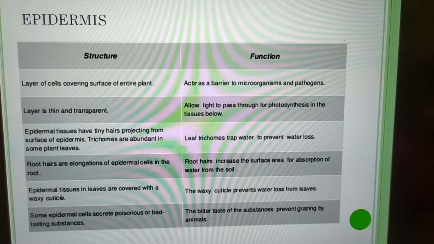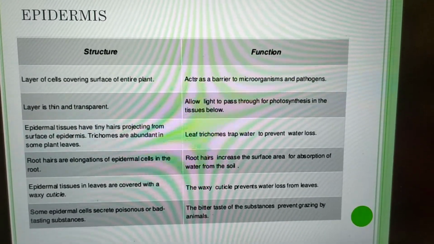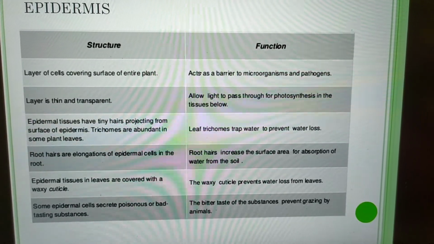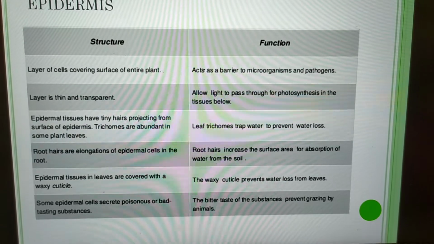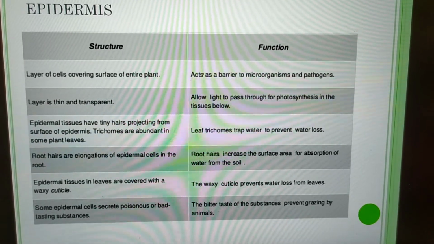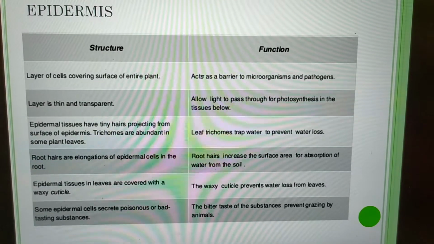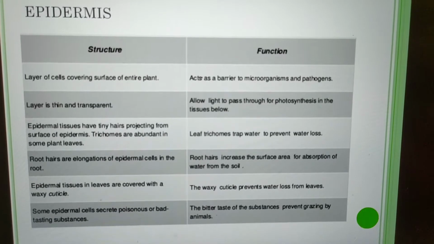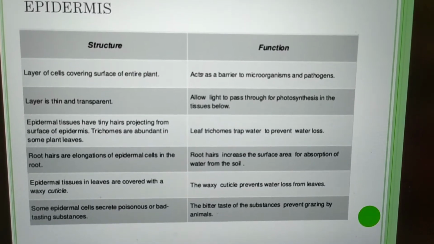What is epidermis? It is a layer of cells covering the surface of the entire plant. It is a main protective layer. The layer is very thin and transparent. Epidermal tissues have tiny hairs projecting from the surface of the epidermis. Trichomes are abundant in plant tissues. Root hairs are elongations of epidermal cells in the root.